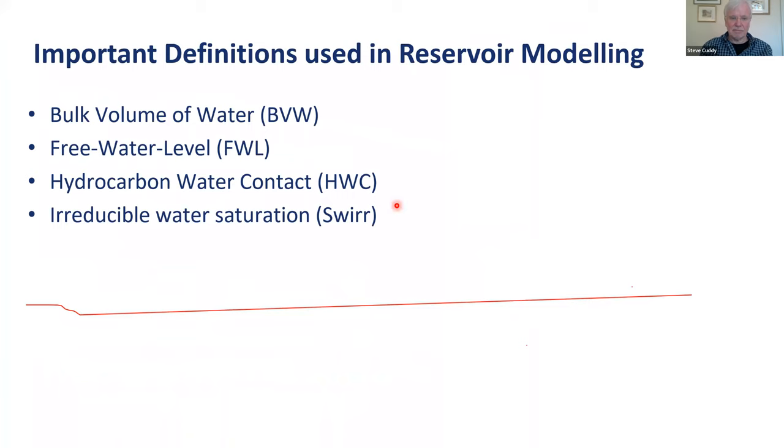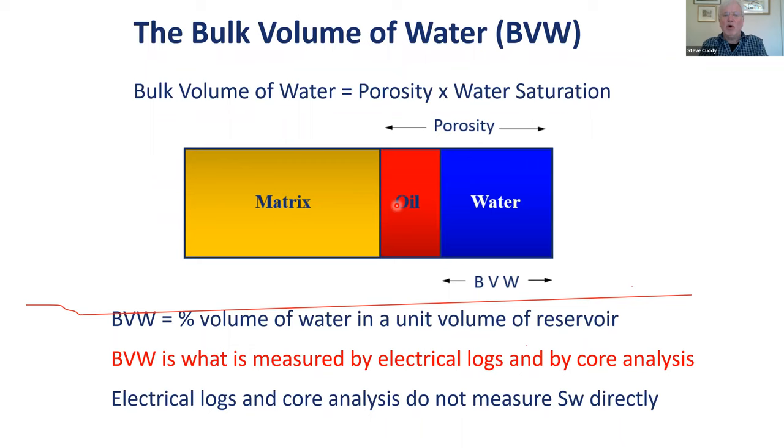So I want to discuss important definitions, to agree on the definitions for reservoir modeling: the bulk volume of water, the free water level, the hydrocarbon water contact, and the irreducible water saturation. Now, the BVW, or the bulk volume of water, is simply the percentage of water in a unit volume of rock, whereas water saturation is the percentage of water in the porosity. And as you know, percentages of percentages do strange things in models. Now, the BVW is more important than water saturation.